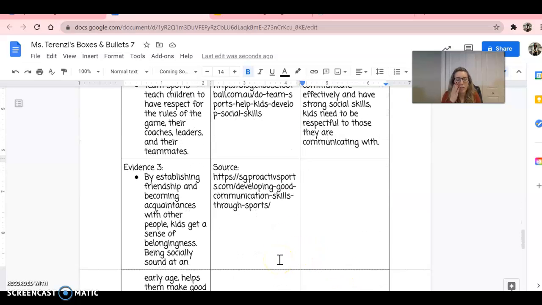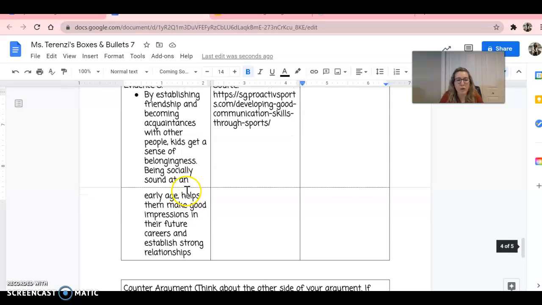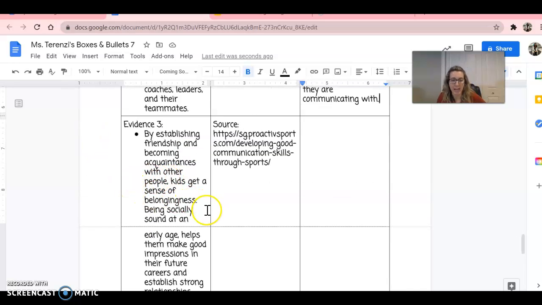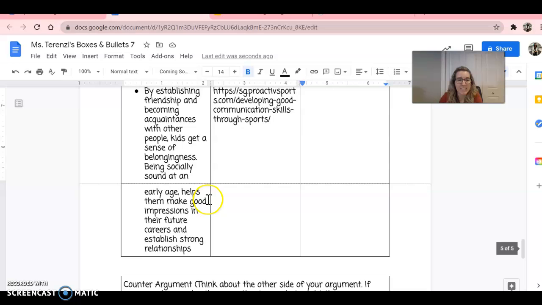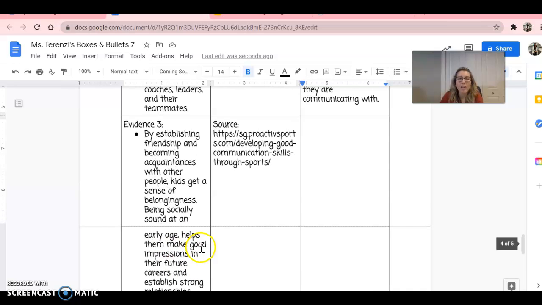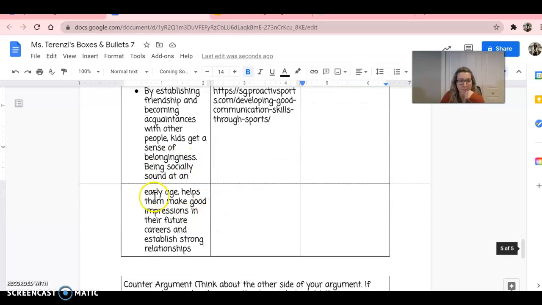Now my third and final piece of evidence. This one is a little bit longer, so I think I might paraphrase it when it comes to writing my actual paper, but for now I just put it as a direct quote. By establishing friendship and becoming acquaintances with other people, kids get a sense of belongingness. Being socially sound at an early age helps them make good impressions in their future careers and establish strong relationships. Well, what is this quote saying? What it's saying is that they build friendships and they get that sense of belongingness. And by building these strong social skills at a young age, it sets them up for a successful future.